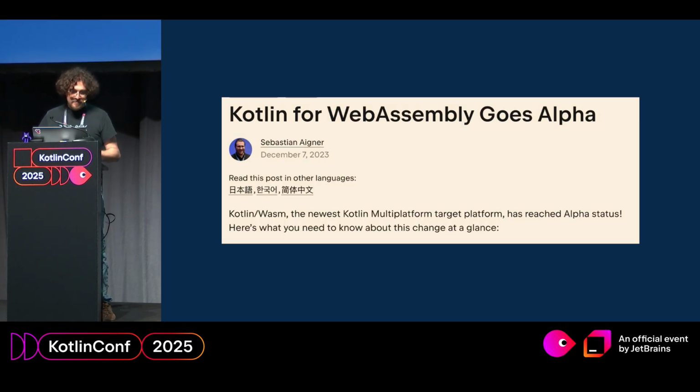And WebAssembly started to appear. When that target got added to Kotlin, I was able to. So WebAssembly actually has two separate targets. There's a WASM.js and a WASM-WASI, which is essentially browser-based stuff versus server-based stuff.